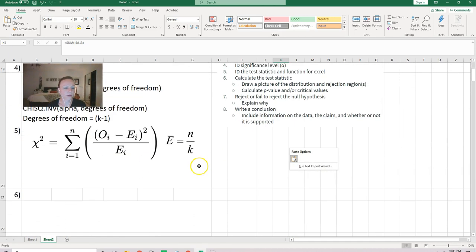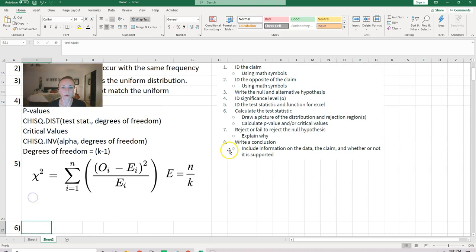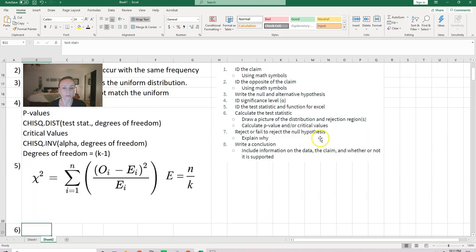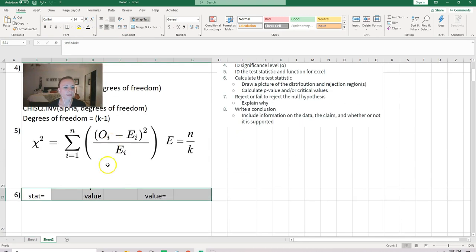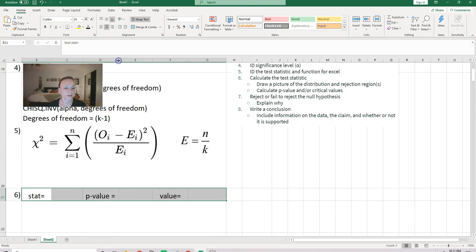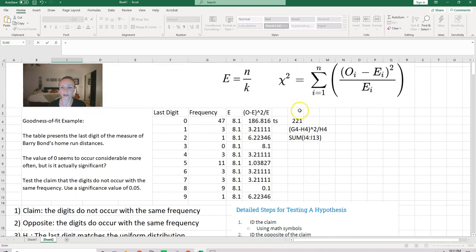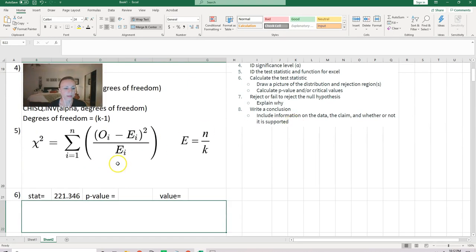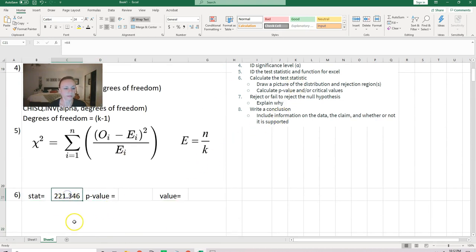I'm going to go back down to step 6, which is where I calculate the test statistic, the p-value, and the critical values. Okay, so let me change this font color. So I've got a test statistic, a p-value, and a critical value. Here we go. Our test statistic is equal to what we figured out over here. I'll just grab it, 221. That is a very large test statistic, and you can see it was rounded just due to the size of the box up there. So we've got a couple more digits to work with here.